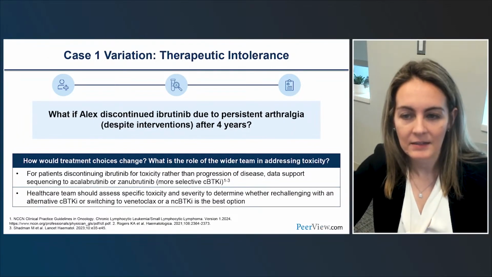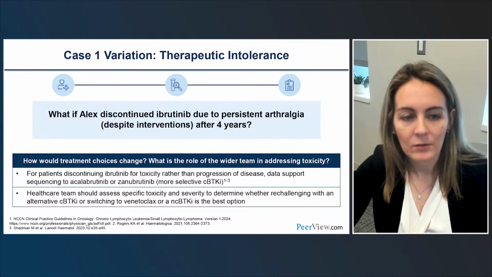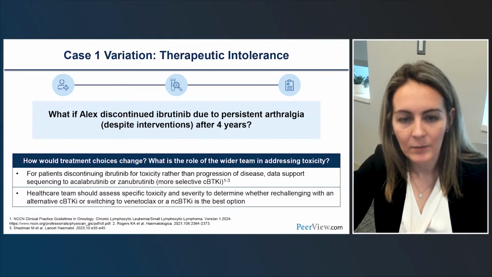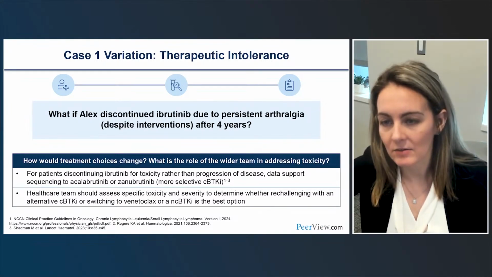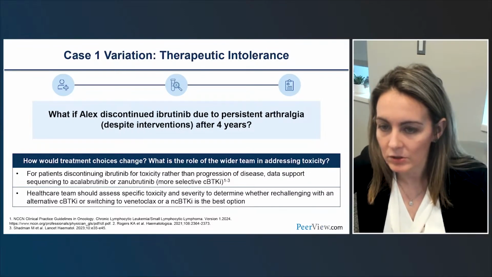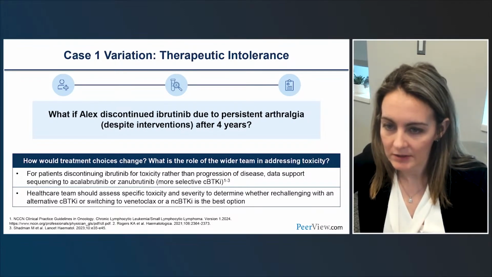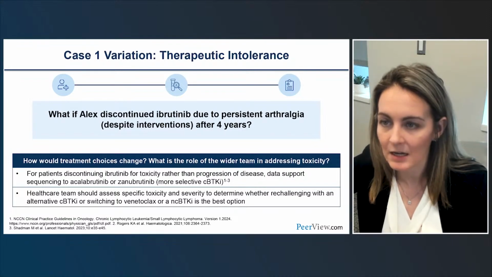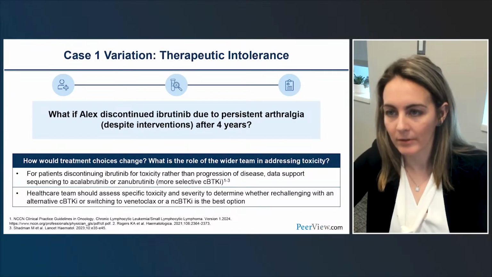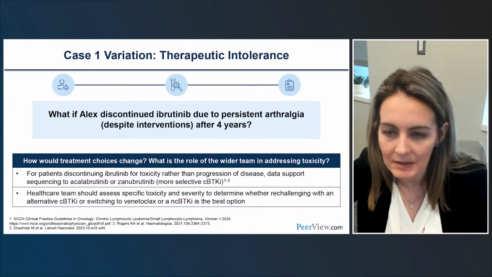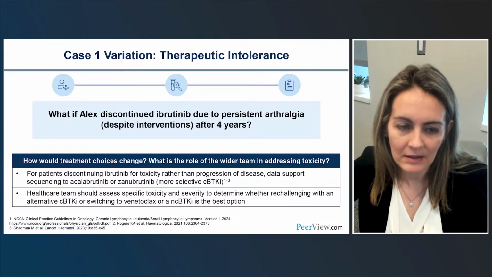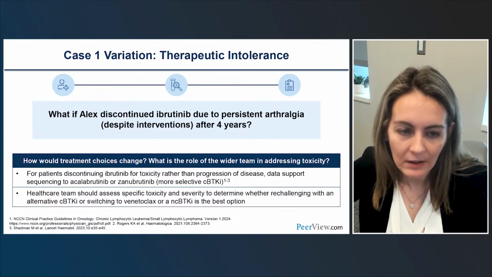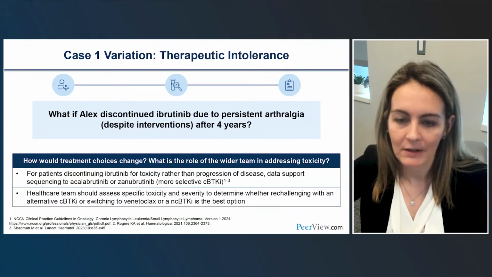So, changing the case up a little bit. So Alex, our same patient with the same baseline characteristics, undergoes treatment with ibrutinib, but then discontinues at the 4-year mark due to persistent arthralgias despite intervention. So this is discontinuation now, not for clinical progression or development of acquired resistance, but actually for toxicity. So as we saw in data presented by Dr. Coombs earlier, the treatment options are a little bit different in this case.